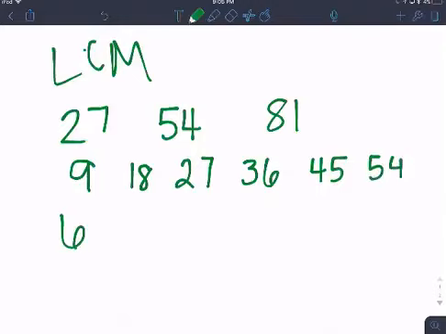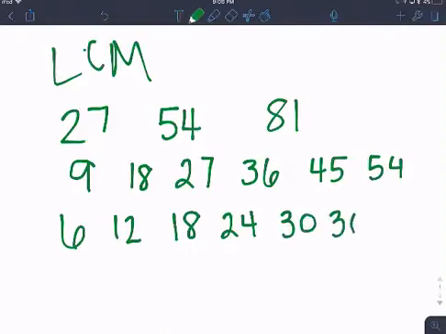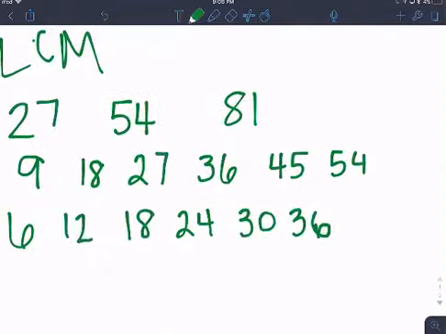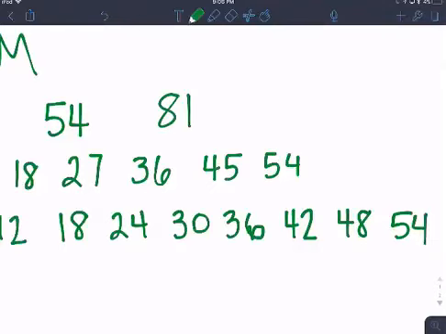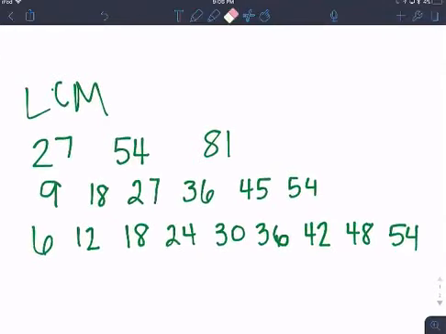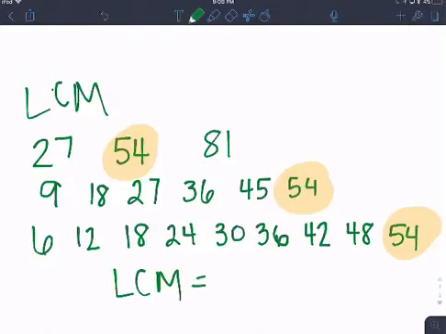And then I'll try 6, because I have a couple in those first 2 rows that are the same. So we'll see if we can get one for 6. We have 6, 12, 18, 24, 30, 36, 42, 48, 54. So I have 1 in each row. I have 54 here, 54 here, and 54 here. So my least common multiple is 54.